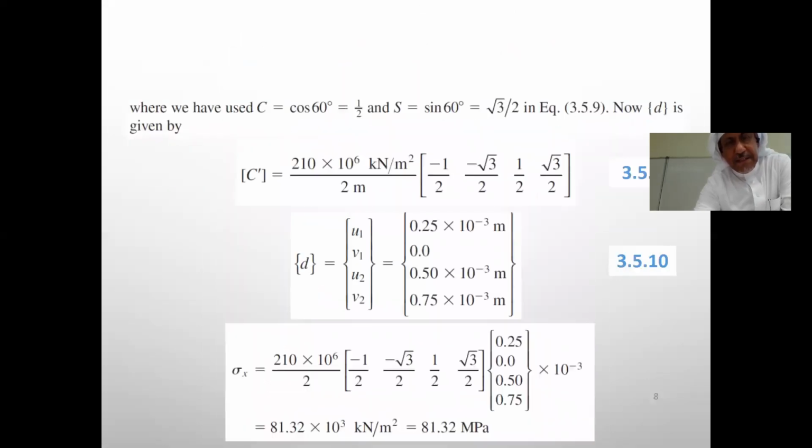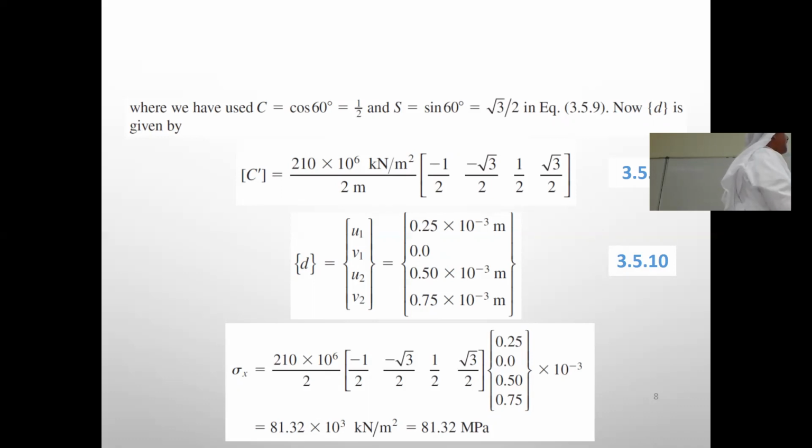We talked about this, right? Remember this? This is calculating C prime, and you multiply by the displacement to get the stress. Remember, C prime is a row vector, and the displacement is a column vector. When you multiply a row by a column, you get a scalar, and this is the stress.